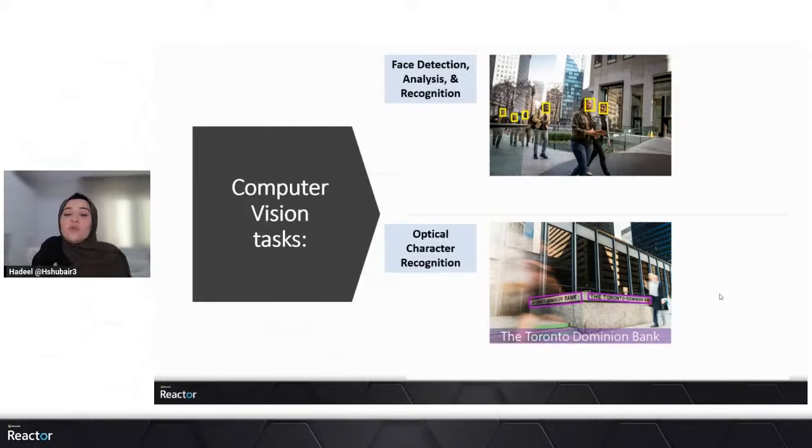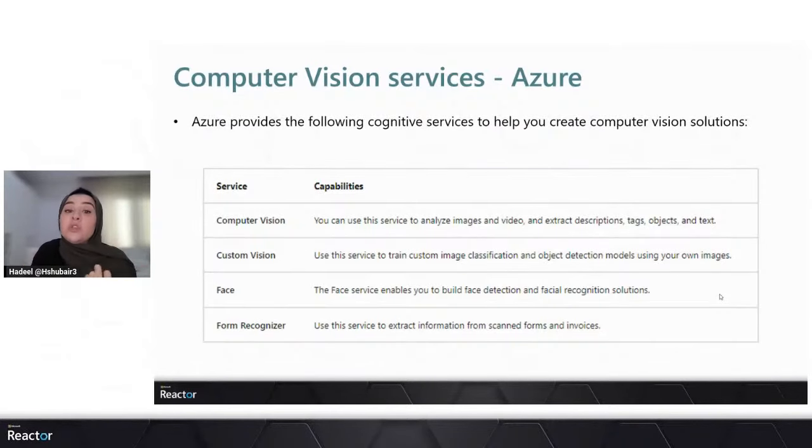If you want to build an AI solution and use computer vision, you can find the computer vision services on Azure to help you create your computer vision solutions. Depending on the service you are looking for, do you want to build face detection, or do you want to use computer vision to analyze images and videos to extract descriptions, then you would use this. You have computer vision, custom vision, face, and form recognizer as several services that you could use under the computer vision services in the Microsoft Azure platform.